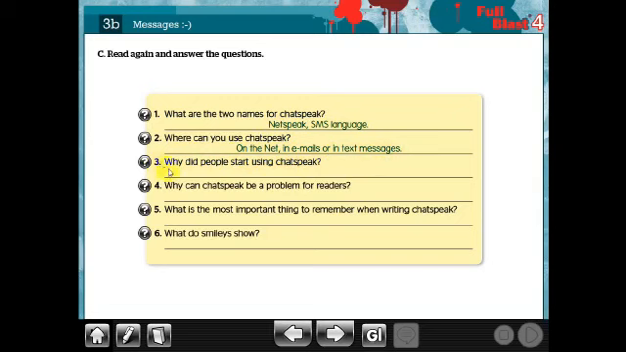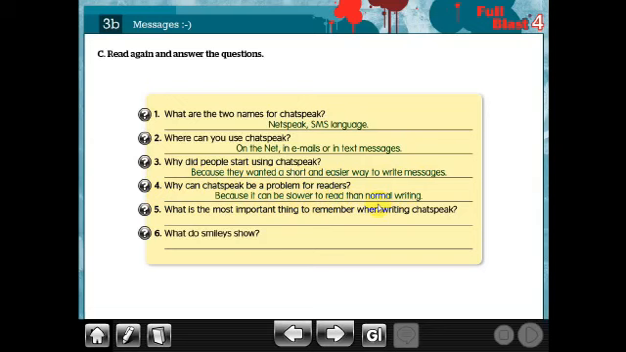Number three, why did people start using chat speak? Because they wanted a shorter and easier way to write messages. Very good. Number four, why can chat speak be a problem for readers? Because it can be slower to read than normal writing.